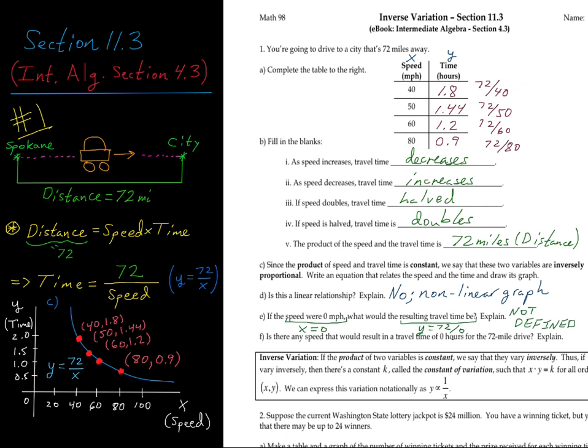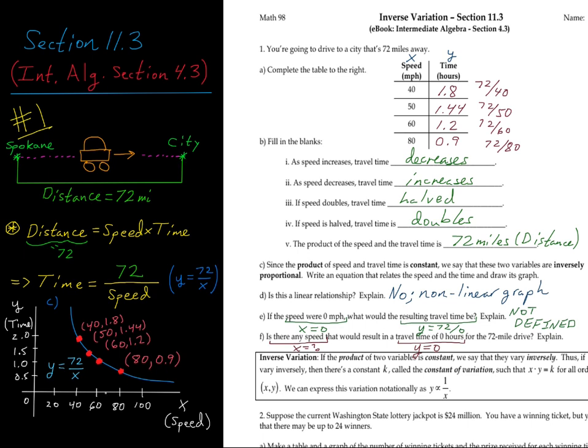All right, so then moving on to F, is there any speed that would result in a travel time of 0 hours for the 72-mile drive? Okay, so again here, something sounds a little bit preposterous, right? Travel time of 0 hours. So this would be saying y is 0, and then we're asking, is there any speed? So x here is the unknown. Well, this would be like saying, is it possible to somehow teleport from Spokane to the city? And the answer there is no.